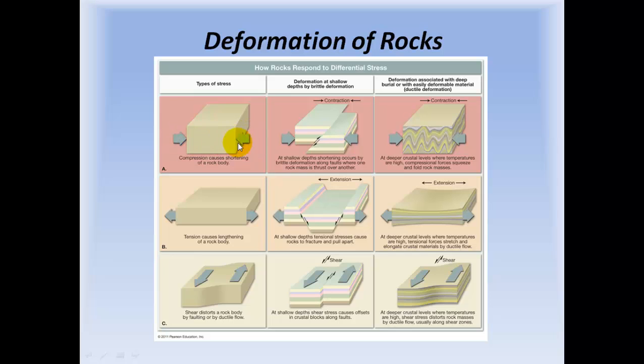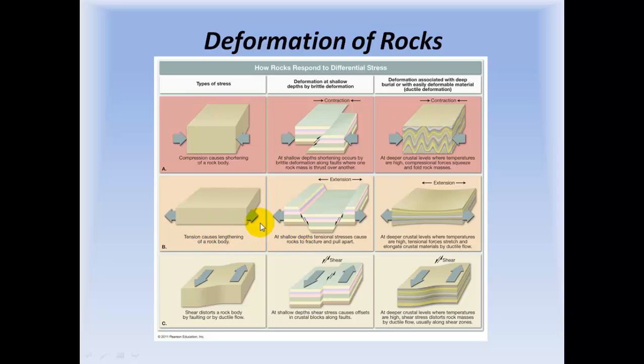Okay, so here we have some compressional stress. It tends to shorten a rock body. Tensional stress tends to lengthen a rock body. Shear distorts a rock body. With compression and brittle deformation, there'll be a fracture, and one side will slip up and the other side will slip down. If there's enough pressure over time, you have ductile deformation and we end up with folds.